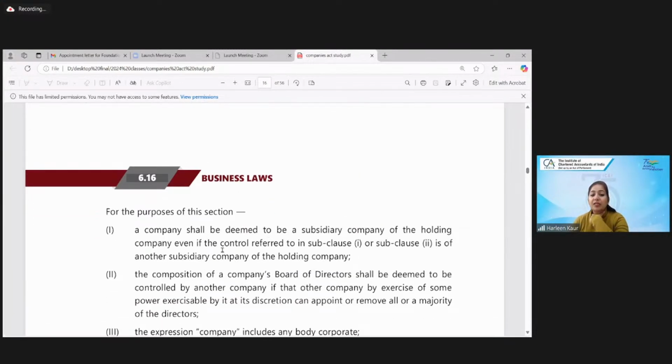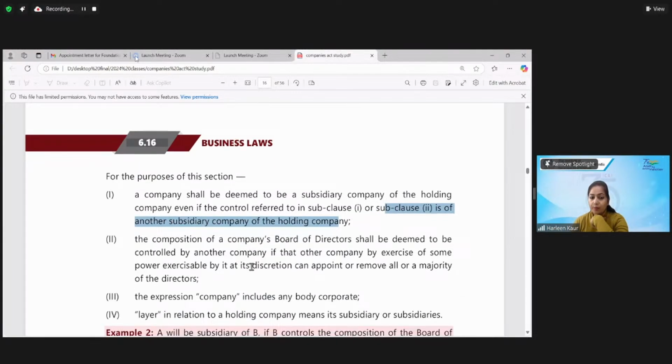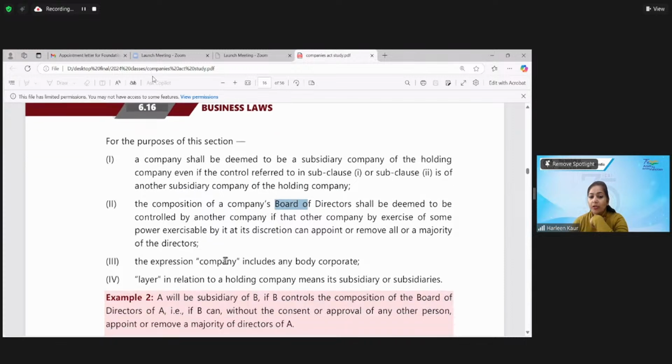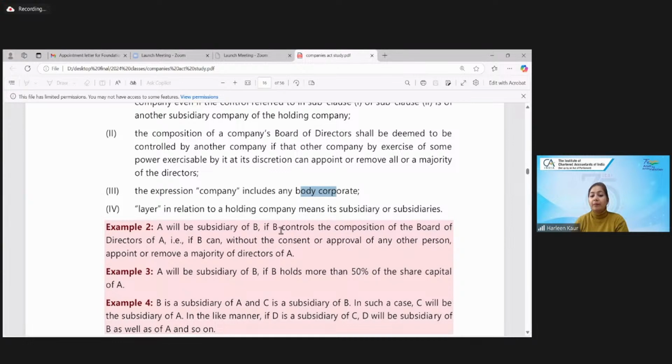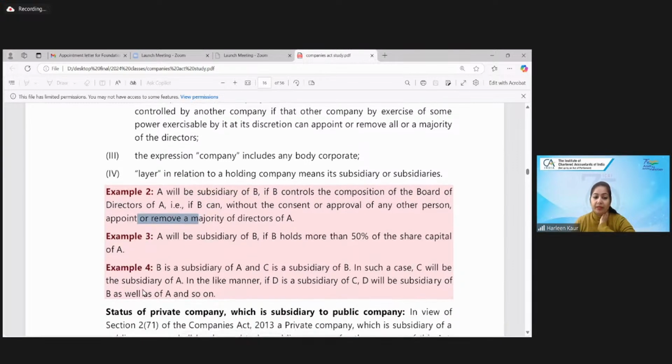A company shall be deemed to be a subsidiary if either sub-clause 1 or sub-clause 2 is followed. Composition of board of directors, I already told you, means appointment and removal of directors. Company includes body corporate. Layer means subsidiary of a subsidiary. If A is a subsidiary of B, and B controls the board of directors of A, means B, without the consent or approval of A, cannot appoint or remove the director. That is the meaning of holding and subsidiary relationship.